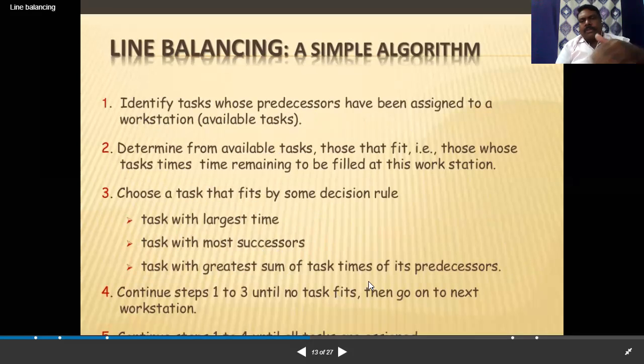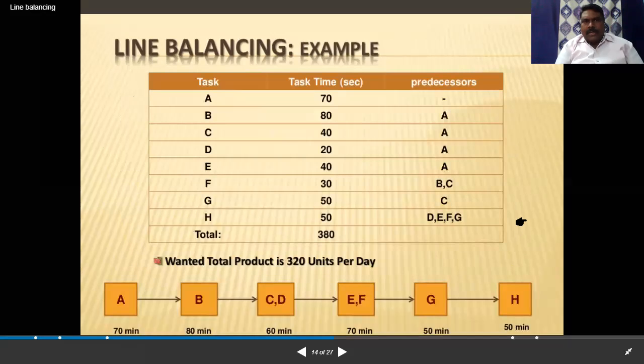Which one do you want to take as the way? Continue steps 1 to 3 until your task fits. It means which route is the best route? Either you need that in less time or longer time.